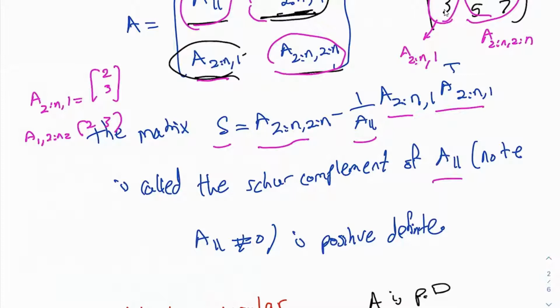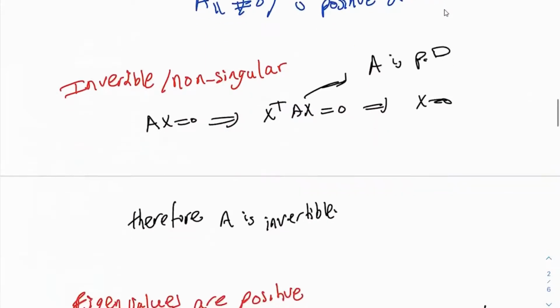Okay. Now let's go to the next property, invertibility. If a matrix A is positive definite, then it's invertible, right? Why is that? If you want to see if a matrix is invertible or not, as we have seen in the past, you write AX equal to 0. Then you need to prove that if AX equals 0, then X equals 0 is the only solution. Go ahead and multiply by X transpose from the left side. What you get is X transpose AX equal to 0.